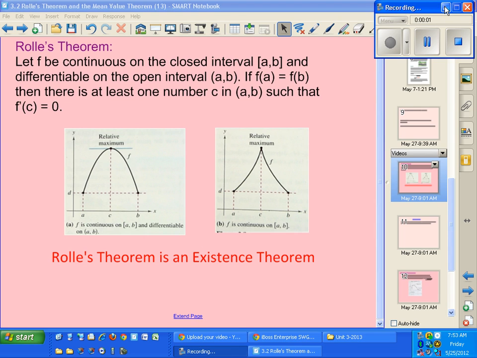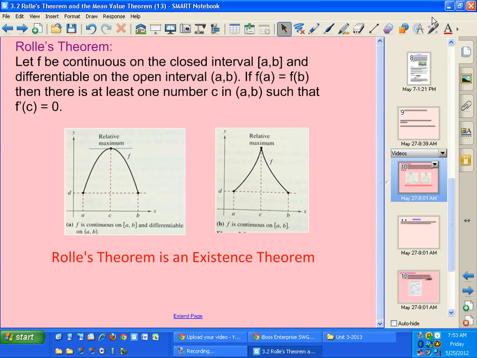Hello and welcome to section 3.2, Rolle's theorem and mean value theorem. In this section we're going to use the extrema that we were dealing with before to take it one step further and to show that there is at least one number where there is a max or a minimum.